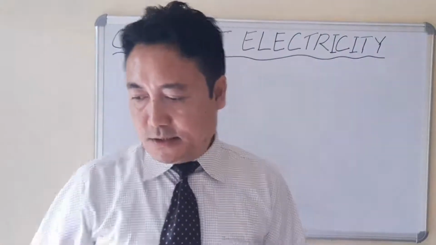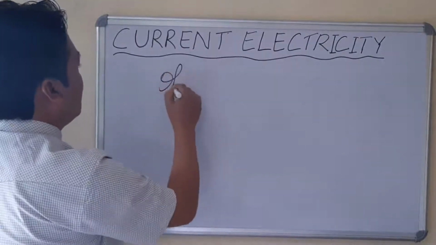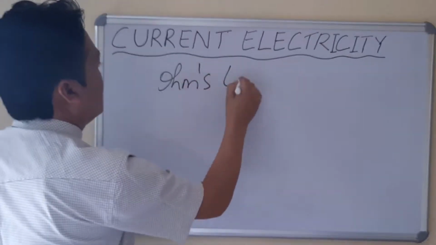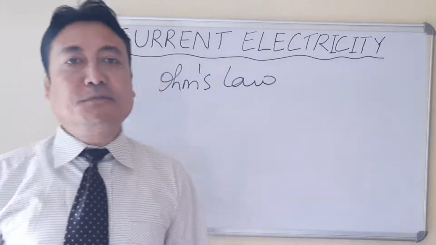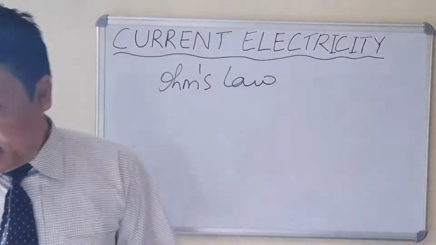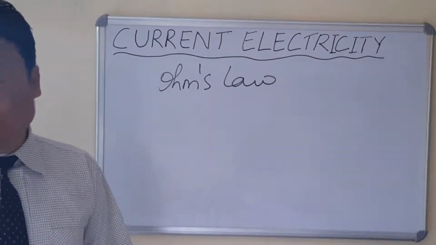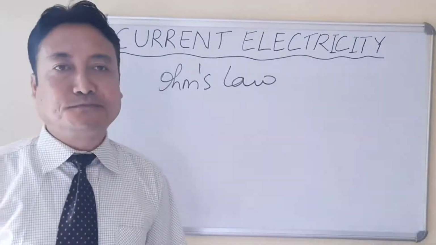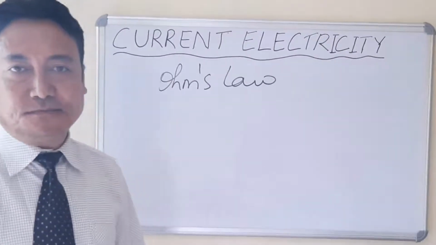Now let us discuss Ohm's law. Okay, Ohm's law. A German physicist in 1826, a German physicist named George Simon Ohm, made a relationship between the current and potential difference.